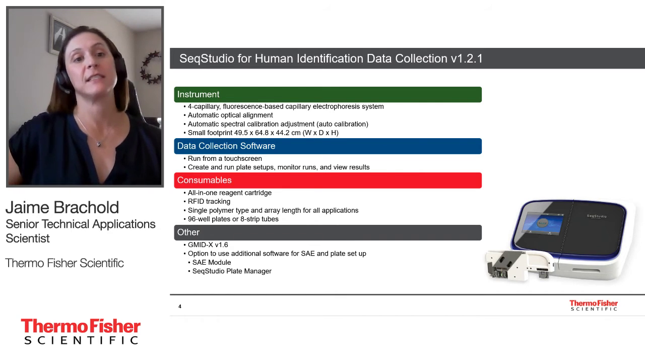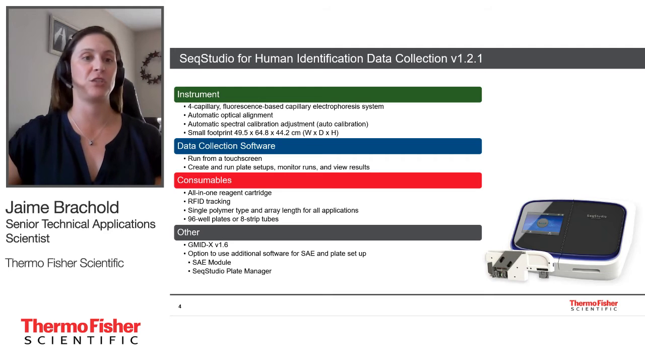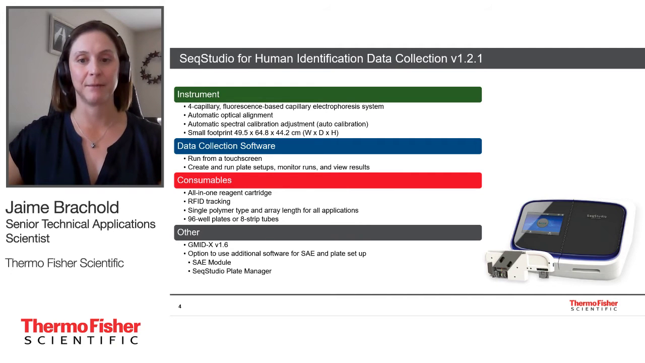I should also mention it is a single polymer type. It is a POP1 polymer for sequencing, general fragment analysis, and STR fragment analysis. So only POP1, so if you're running different applications on the SeqStudio, you don't have to worry about changing your polymer out. It is a 28 centimeter capillary array. I don't think I mentioned that either.